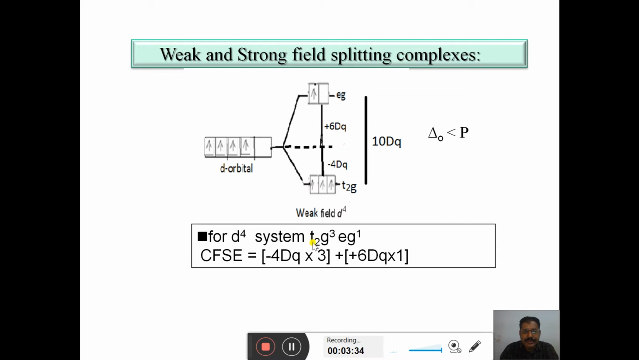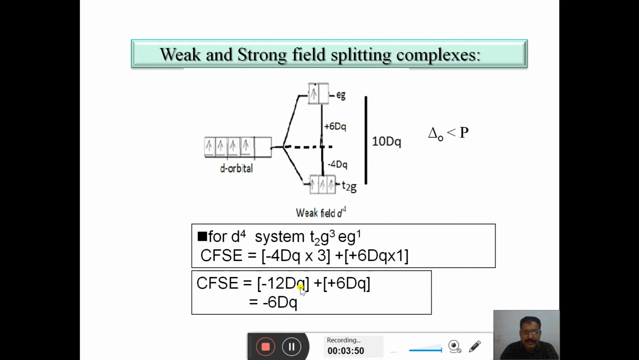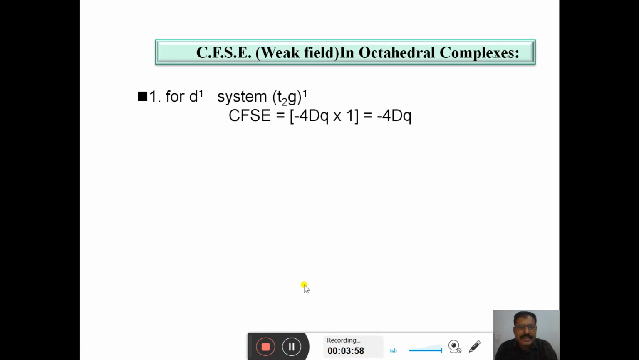We can distribute the electrons in this way, t2g3 eg1. Therefore CFSE is equal to minus 4 Dq times 3, plus 6 Dq times 1, with 1 electron from eg and 3 electrons from the t2g level. Minus 12 Dq plus 6 Dq is equal to minus 6 Dq.